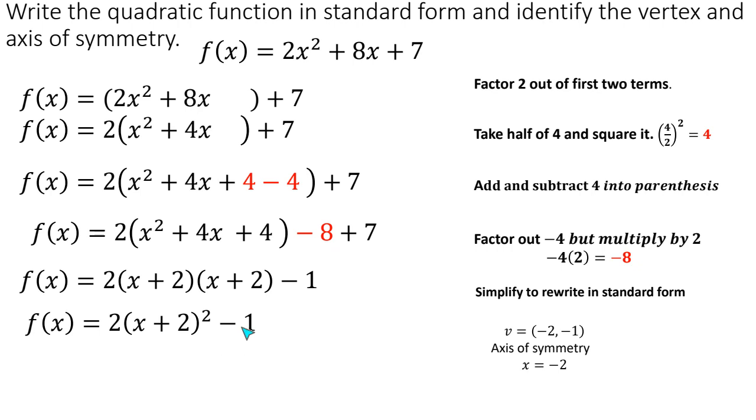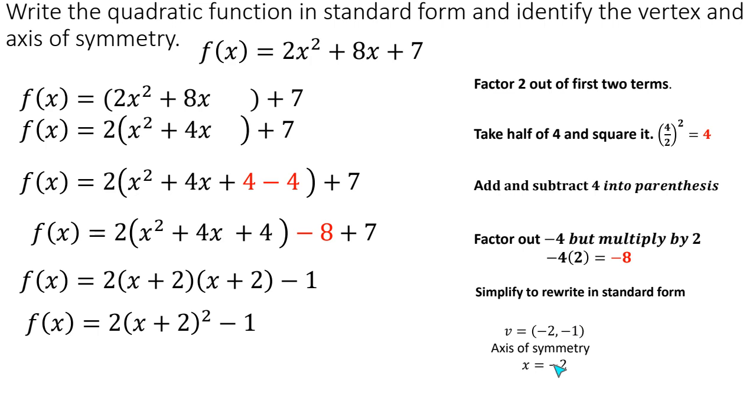The axis of symmetry is always the x coordinate of the vertex. In this case, our x coordinate is -2, so our axis of symmetry is x equals -2. Okay, so this is taking a problem in general form, writing it in standard form, getting our vertex, and then the axis of symmetry. And if you have to graph this, then you have your vertex. Then you would just need to find your x-intercepts and the y-intercept.